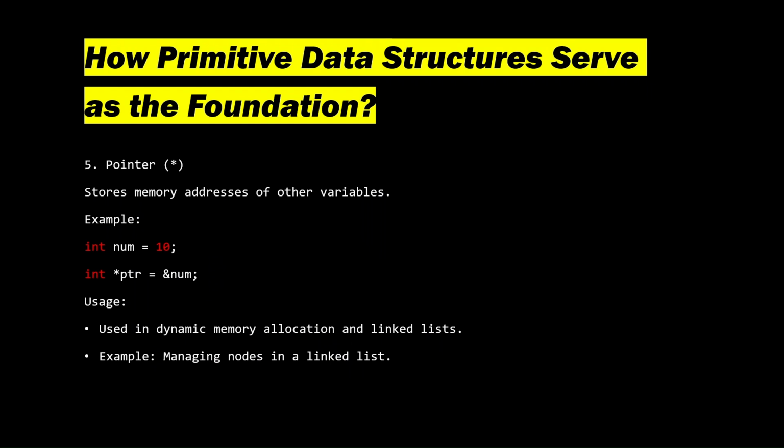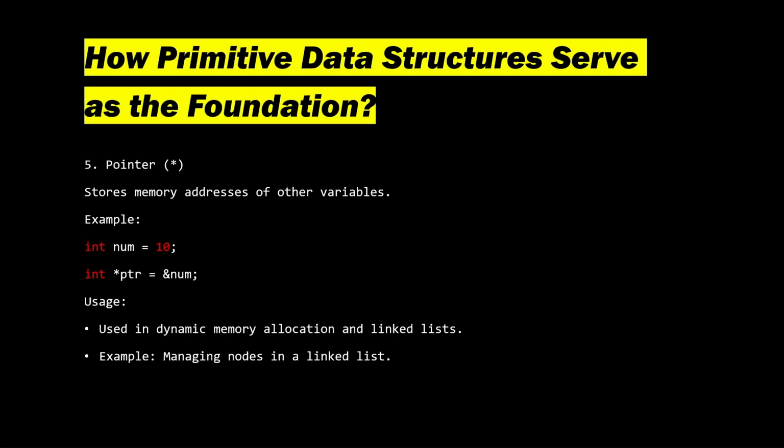Pointers store the memory address of other variables. Here in the example, the code snippet demonstrates the concept of pointers in C++. Here, num is an integer variable set to 10, and ptr is a pointer that stores the memory address of num. This type of data is used in dynamic memory allocation and linked lists, for example, managing nodes in a linked list.